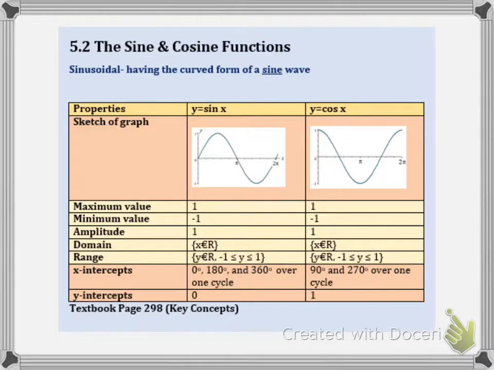So moving on to 5.2, the sine and cosine functions. Here's a chart of the properties of the sine and cosine functions. The darker shaded boxes show the differences between the sine and cosine functions, and the lighter shaded boxes show the similarities. The same chart can be found in your textbook on page 298 under key concepts.